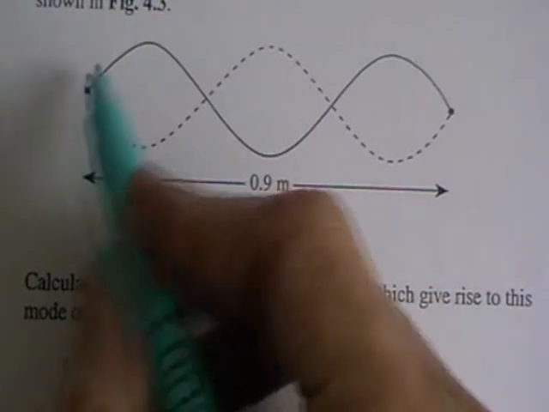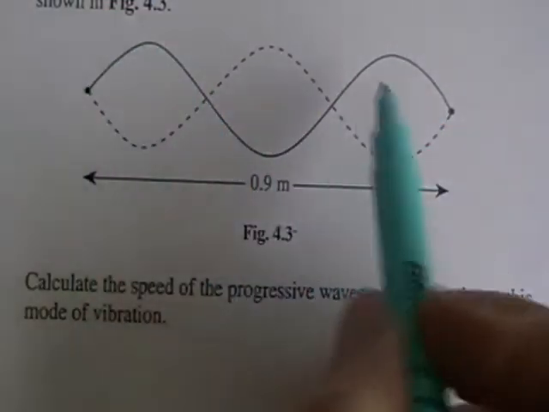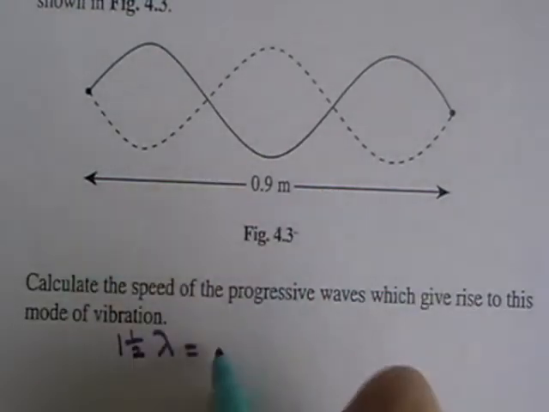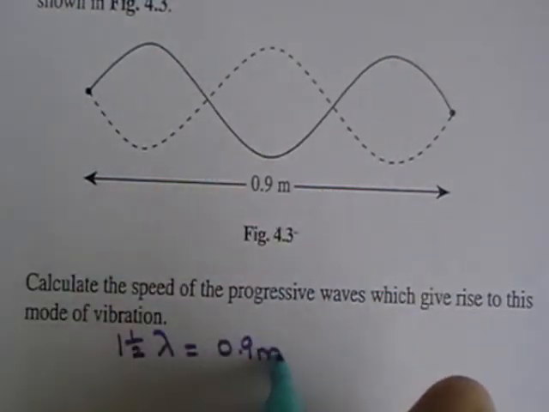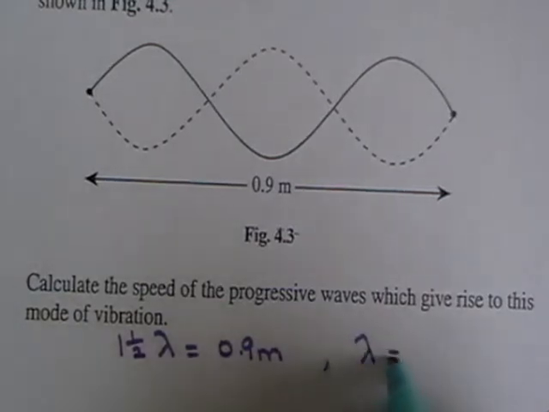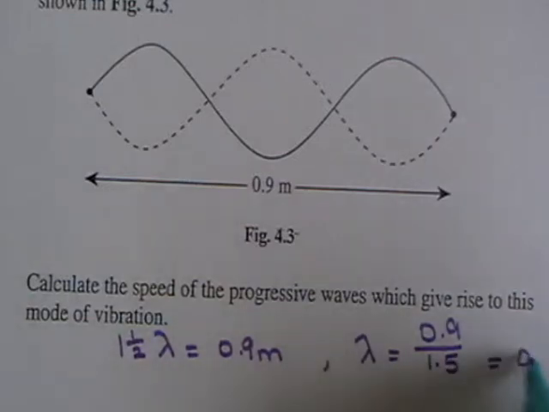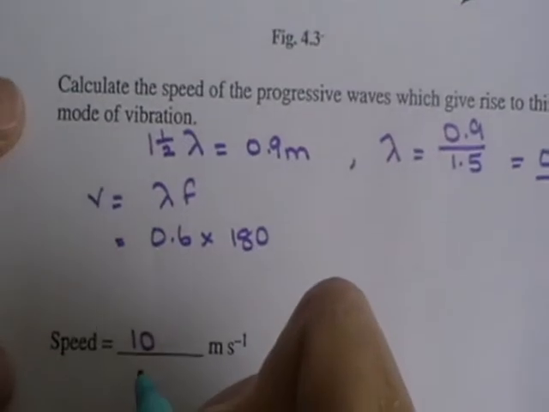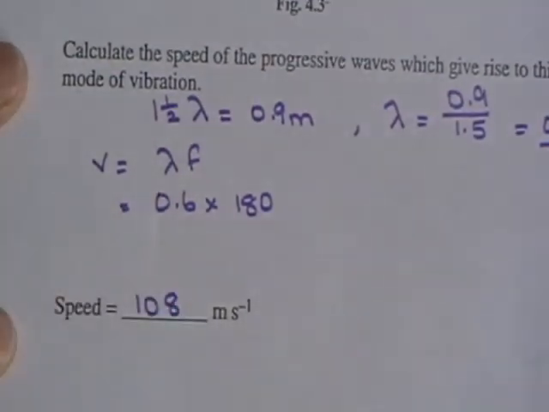So you can see there in total you've got 1.5 wavelengths, and you know the length of that is 0.9 metres. So therefore you can work out lambda. Lambda is 0.9 divided by 1.5, and that gives you 0.6 metres. So you know the wavelength. And then it's just a simple matter of doing v equals lambda f, and that's 0.6 times 180, and that gives you an answer of 108 metres per second.